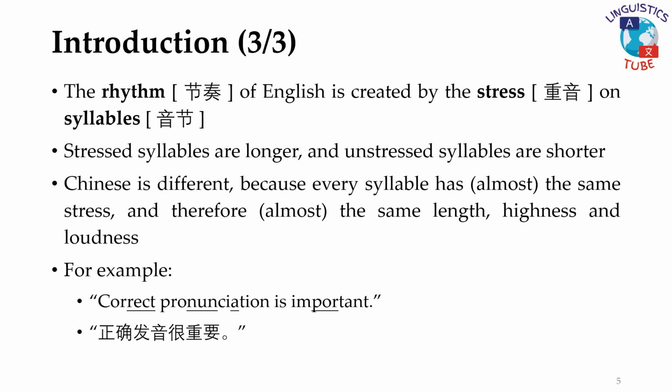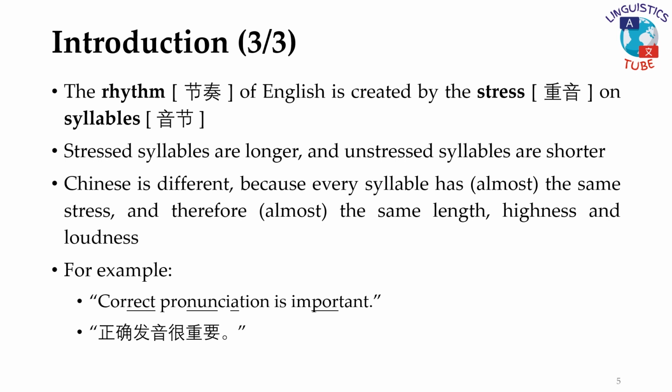Let's now discuss the main difference between the rhythm of English and the rhythm of Chinese. In English, the rhythm is created by stressed syllables being longer and unstressed syllables being shorter. However, in Chinese, almost every syllable has the same stress, and therefore almost every syllable has the same length, highness, and loudness. To demonstrate this, here are two sentences with the same meaning.